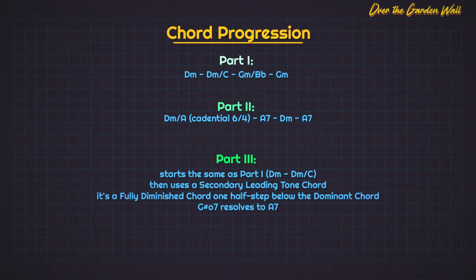So, part 3 of the progression goes D minor over C, G sharp fully diminished over B, so a secondary leading tone in an inversion, and then A dominant 7. We now have a similar descending bass line that we used in part 1. Here's what that sounds like.